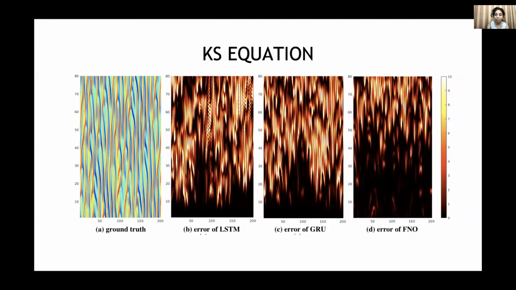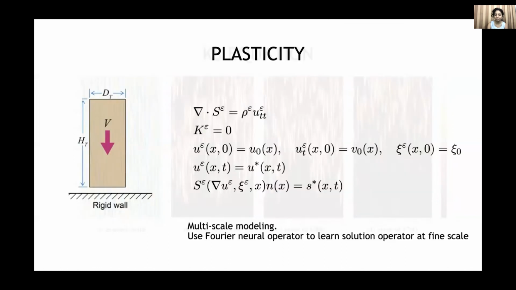Whereas other forms of recurrent networks such as LSTM and GRU don't capture it as well because they don't generalize very well. So that's the aspect that, by again thinking about the invariant measure theory and knowing that all you require is this Markov operator, and being able to learn that in a resolution and grid independent manner, we can capture the statistics of the invariant measure very well.